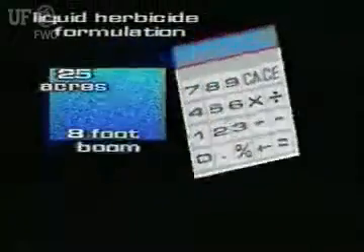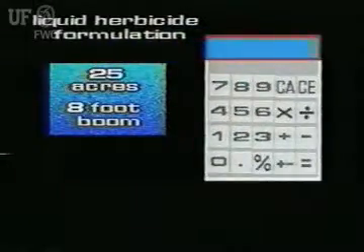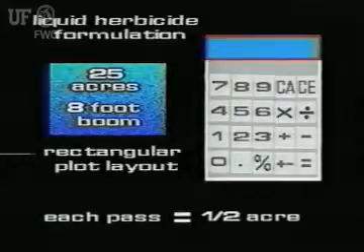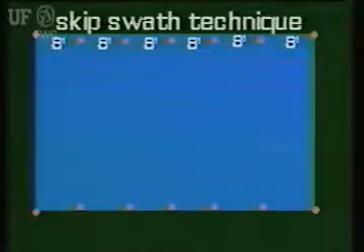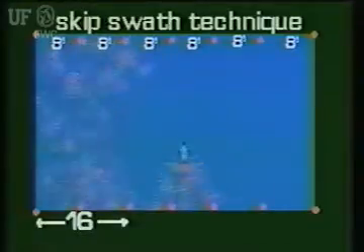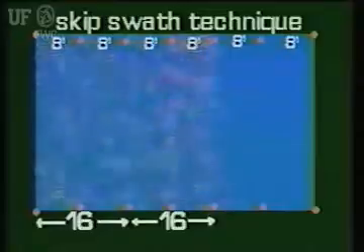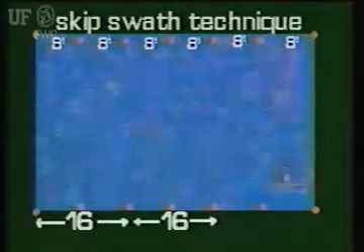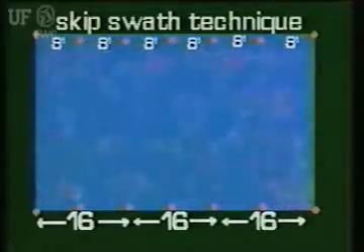A liquid herbicide formulation is going to be applied to a 25-acre plot in a large lake using an 8-foot boom. Let's show the rectangular plot layout that would be used so that each pass would treat 1/2 acre. A technique that we can use in this example is to skip an area between swaths, because we do know that the herbicide will move between actual treated swaths. Let's say we treat every other 8 feet. Now, our effective swath is 16 feet.